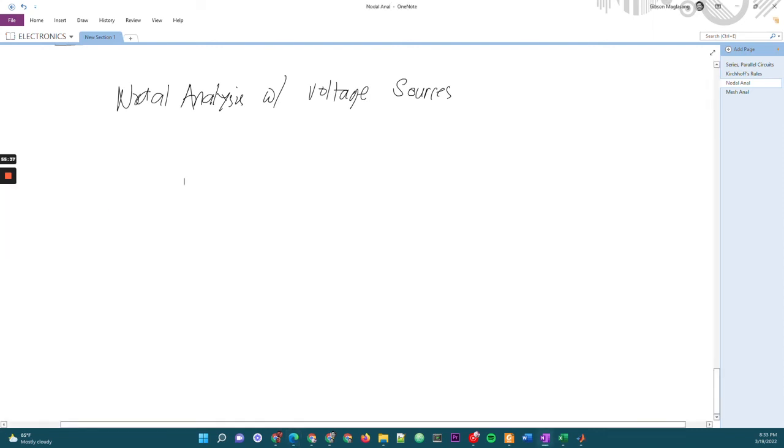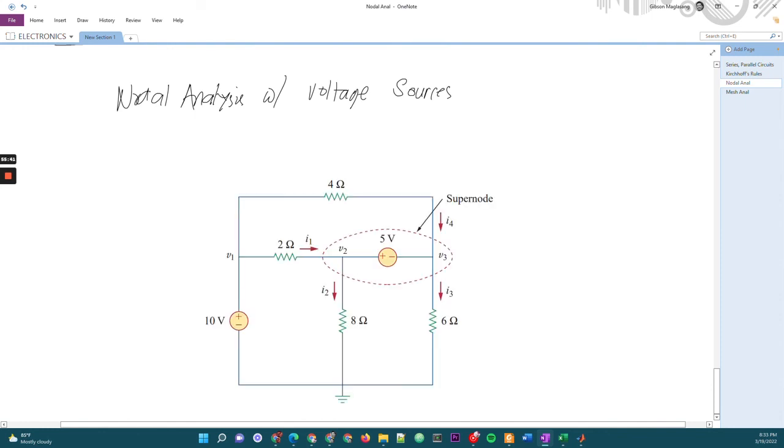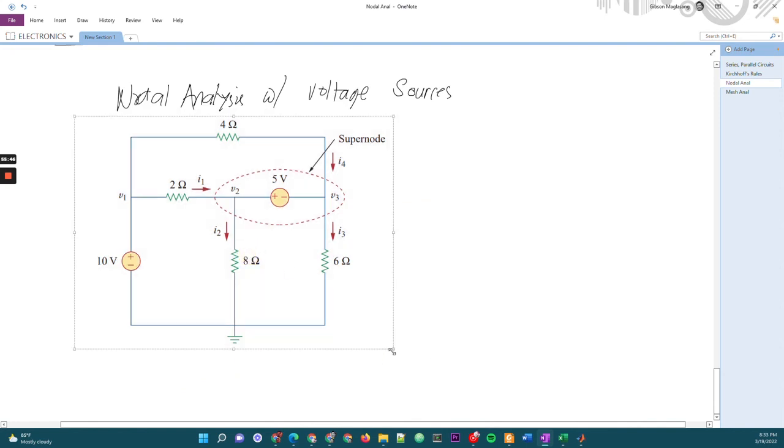Okay, let's take a look at this figure. The previous circuit was considered a circuit without voltage sources. But this time around, what if there are voltage sources? Okay? So there are two cases here. First case is the voltage source is connected between the reference node and a non-reference node.